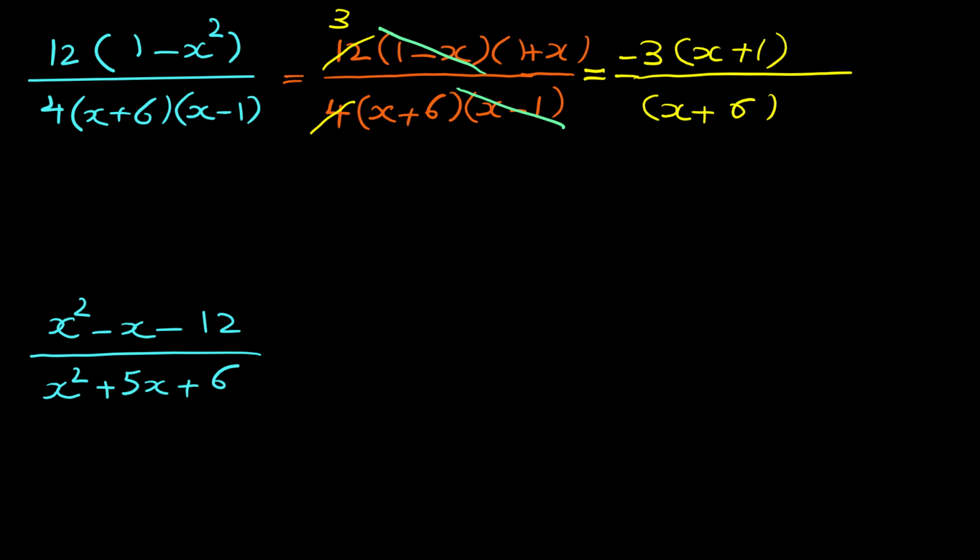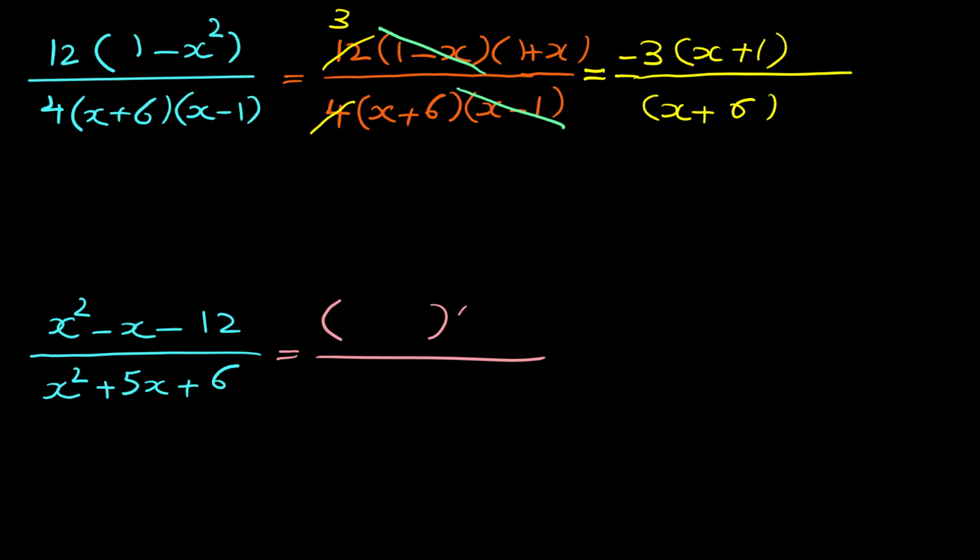Look at the next example. x to the 2 minus x minus 12 over x to the 2 plus 5x plus 6. In the numerator we have a trinomial, in the denominator we have a trinomial, and we have to factor these trinomials. Nothing is a common factor between numerator and denominator, so we just factor the numerator and denominator.